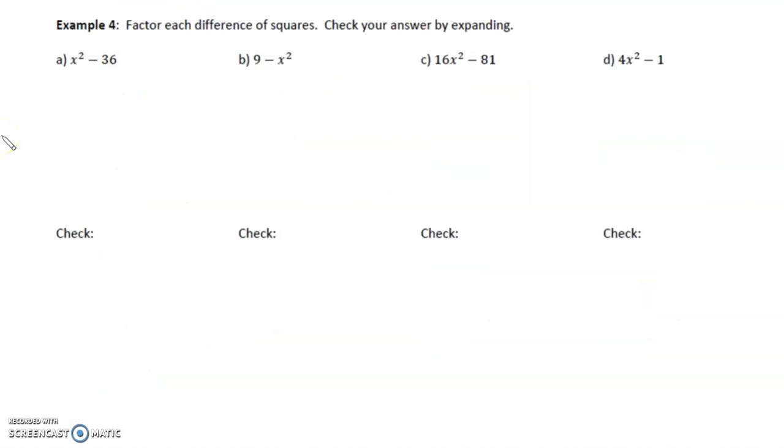Okay, example 4. Factor each difference of squares. Check your answers by expanding. So, for A, what we're going to do is we're going to take the root of x squared. So what is root of x squared? I get x. Okay, we're going to take the root of 36, and I get 6. So we're going to use these two terms, and that's going to be our binomials. X plus 6, x minus 6.